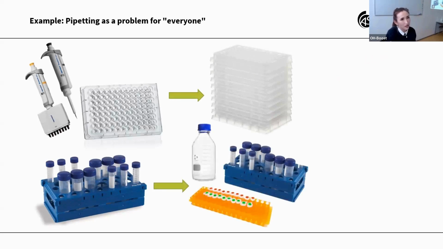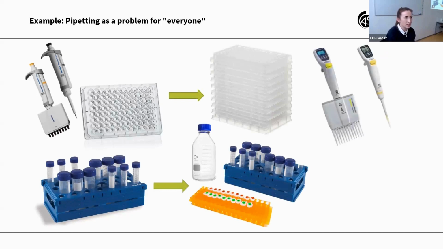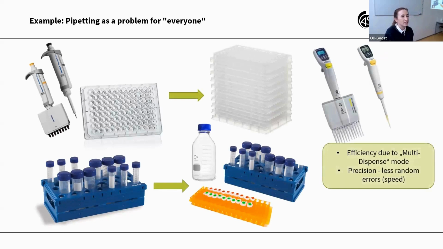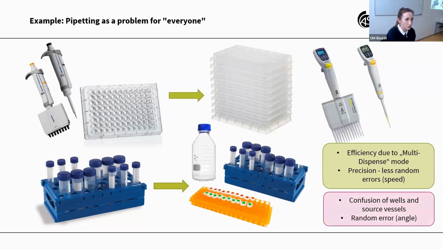We can improve our process if we use electronic pipettes, because we can increase our efficiency if we use multi-dispense mode, meaning we aspirate a higher volume and dispense into our wells stepwise. And we can improve our precision in the case of speed, for example, when we standardize our aspirating and dispensing speed. But of course, the confusion of wells and source vessel is left, and we still have random errors, for example, if you think about the angle of pipetting, which also plays a role for the precision.